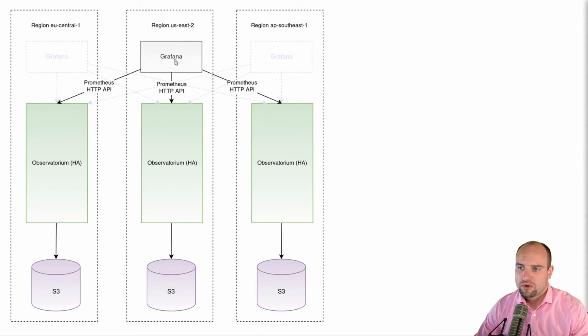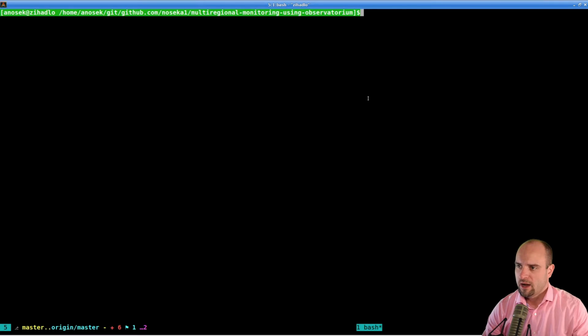You can see that we are deploying Grafana the same way in all of our regions, so that the overall deployment is perfectly symmetrical. Currently, I have two regions already deployed. So in the remainder of this video, I'm going to deploy the last region, deploying Observatorium, Grafana and Prometheus in that region. And then I'm going to show you how Grafana can display the metrics from all of the regions in one Grafana instance. So here we go with the deployment. I am logged into OpenShift in the US East 2 region, and I also have my Git repository, multi-regional monitoring using Observatorium, checked out.